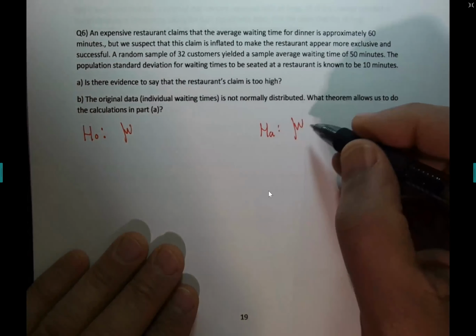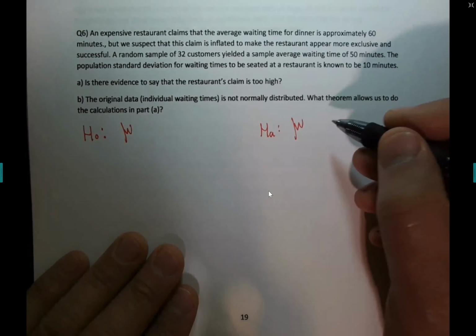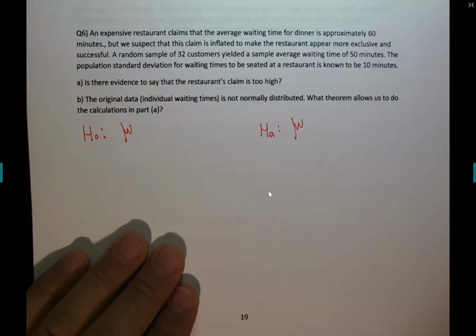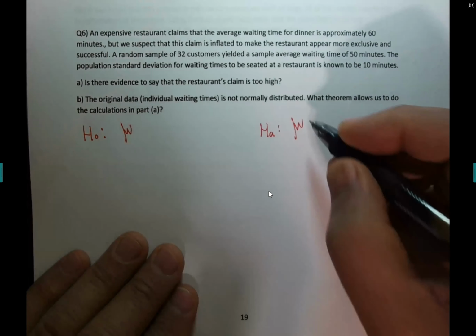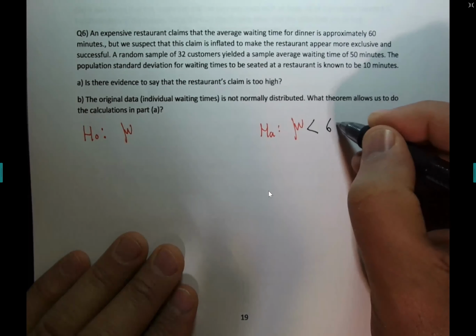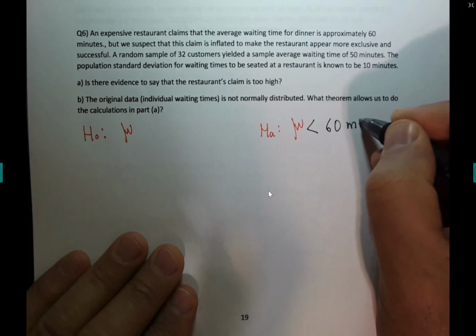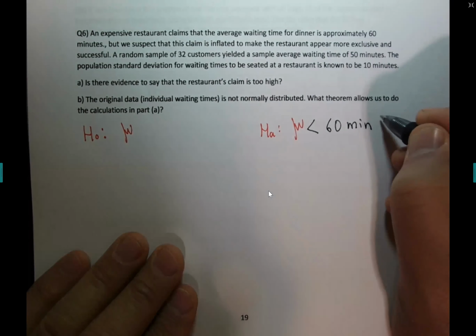So if we think that, so we don't believe him. We don't think it's 60 minutes. We think it's less than 60 minutes. Do you guys agree with me? Because we're saying they're inflating. When you tell somebody you're inflating your numbers, that means you're giving me numbers too high. That means your numbers probably are lower, a lot lower. So we think that actually the mean is less than 60 minutes. That's the claim.